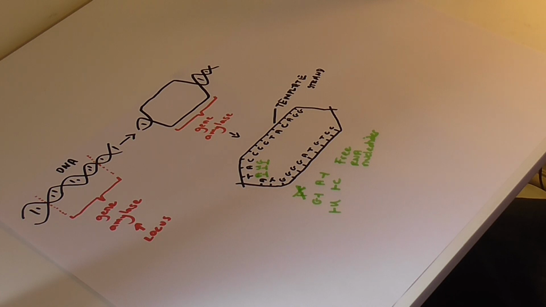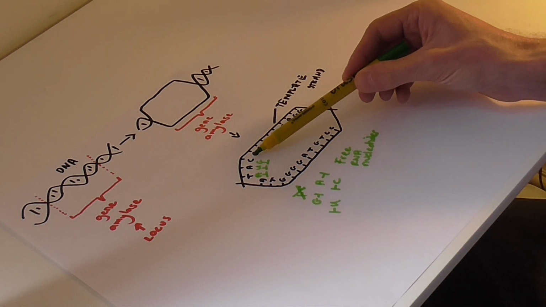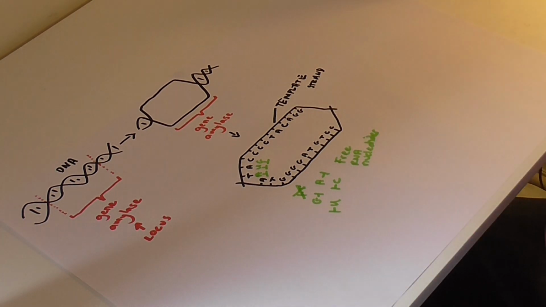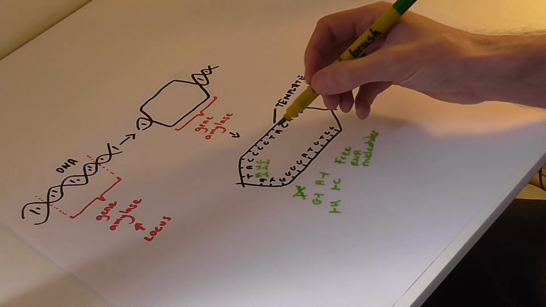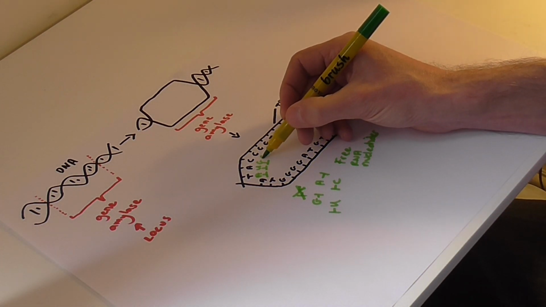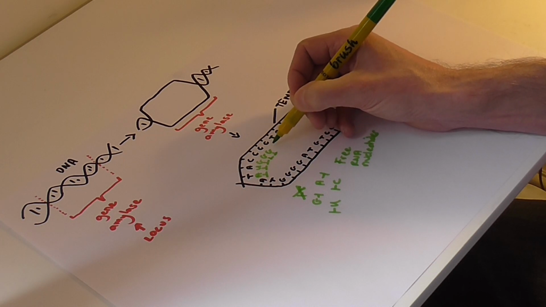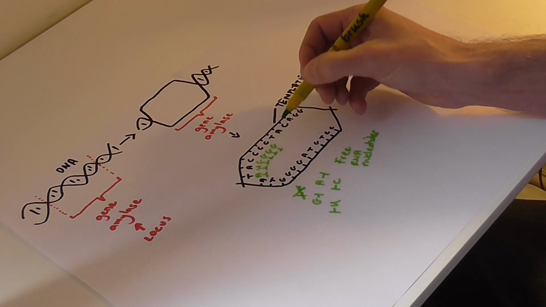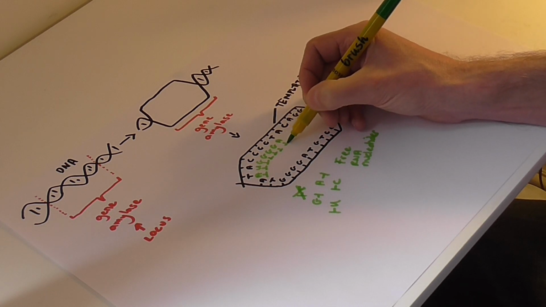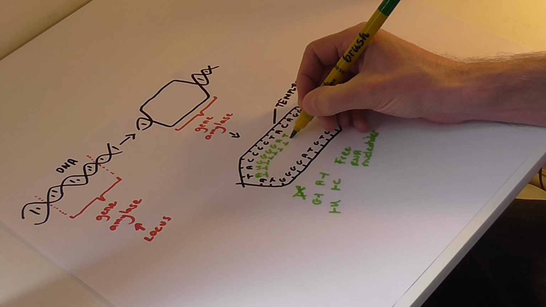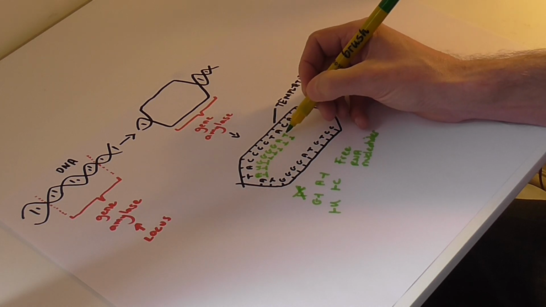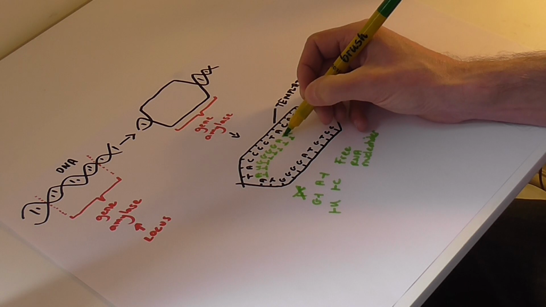You can pause the video now, and hopefully you could do complementary base pairing of the rest of the DNA bases on the template strand. If you continue, then we would get the following taking place. And you can see I've made a mistake there already, so that's going to be uracil.